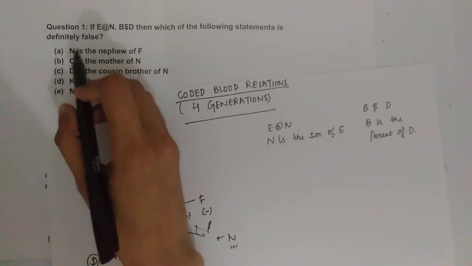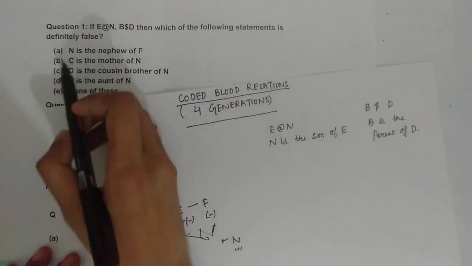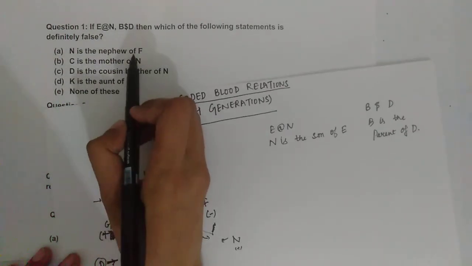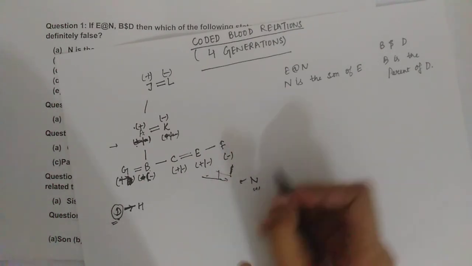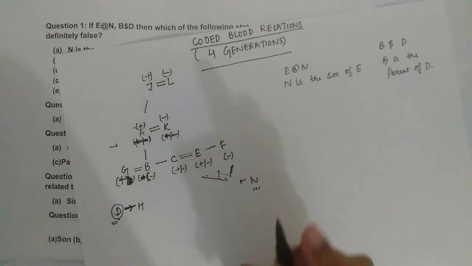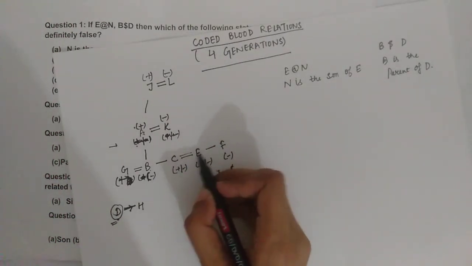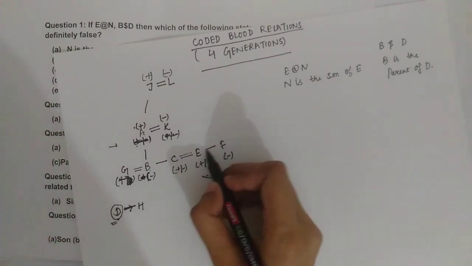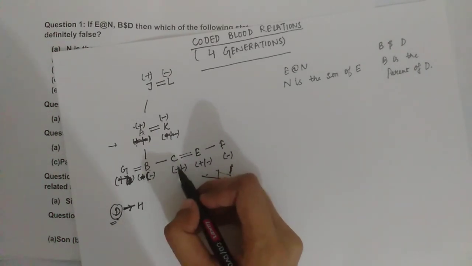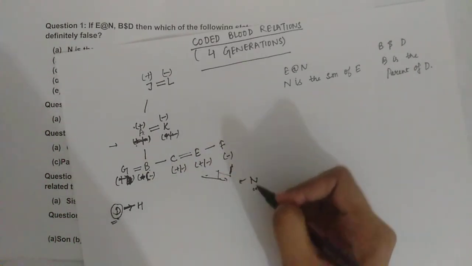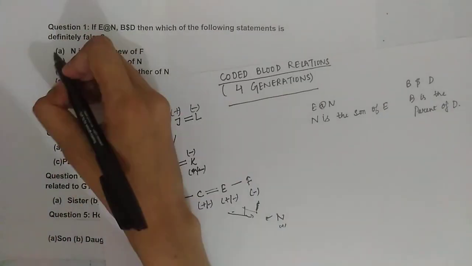Fine, then which of the following statements is definitely false? The first is N is the nephew of F. See, N can be the nephew of F. Yes, of course, because it is given that N is the son. So we know the gender of N now for this question only. Now we know that C and E are married. F is the sister of E. So in any case, whether we assume this as male or female, N will be the nephew of F. Fine. So this condition is true.